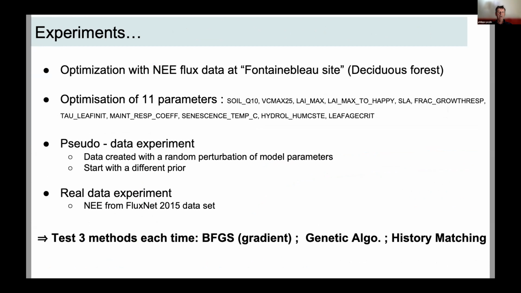So we did an experiment. We started first at one site, the Fontainebleau site, a deciduous broadleaf forest, with 11 parameters optimized for the ORCHIDEE model, with a pseudo data and a real data experiment. For pseudo data, we created data with a set of parameters that we randomly created. And we test each time these 3 methods: BFGS, gradient-based, genetic, and history matching.